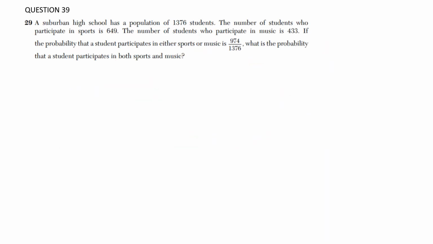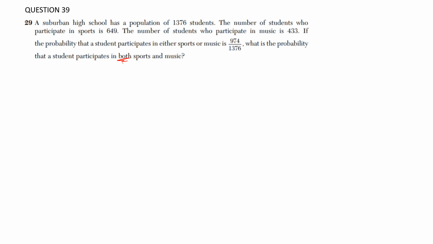Okay, in this next question, a suburban high school has a population of 1,376 students. The number of students who participate in sports is 649. The number of students who participate in music is 433. If the probability that a student participates in either sports or music is 974, what is the probability that a student participates in both sports and music?